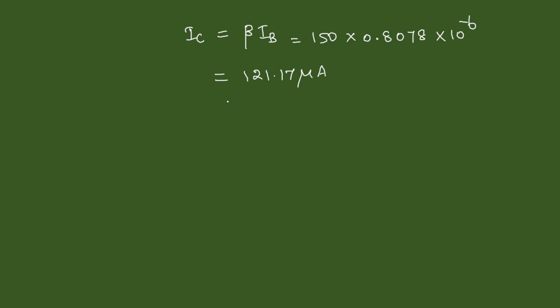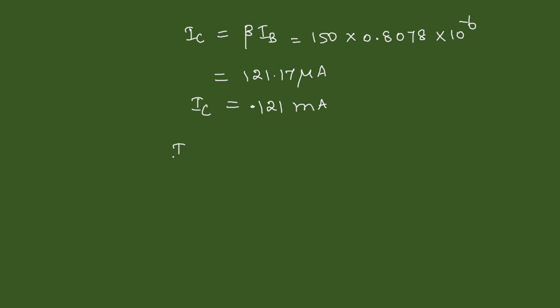Now we can find this IC current as well as the IE current. IC, we know that it is beta times IB, isn't it? So it is equal to 150 times this IB value. What is the IB value? It is 0.8078 into 10 power minus 6. So that is equal to 121.17 microamps, or it can be written as 0.121 milliamps. Okay, this is our IC current.